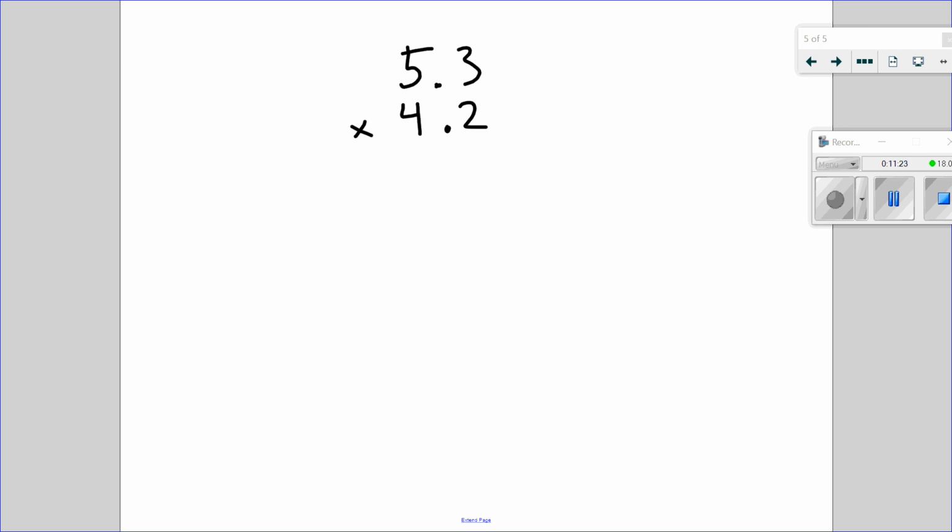So I'm going to draw my box for the lattice method. It's going to be 2 by 2 because this is 2 digits by 2 digits. I'm going to put my diagonals in, and I'm going to write my numbers on it. 5.3, 4.2.